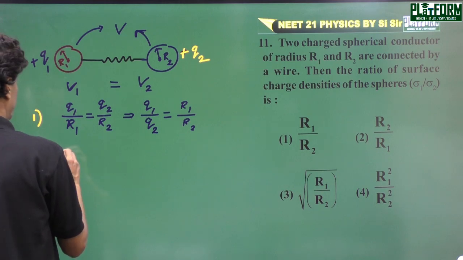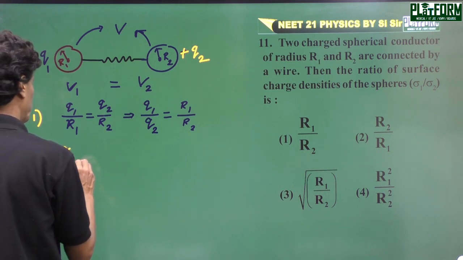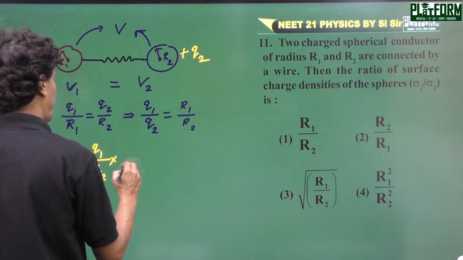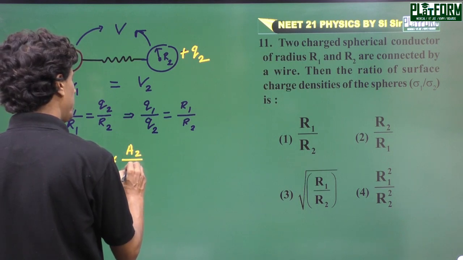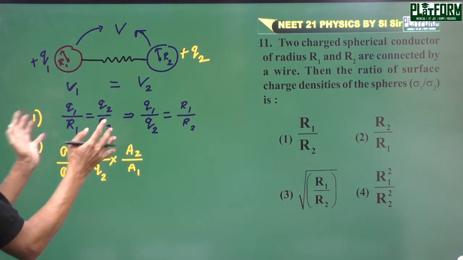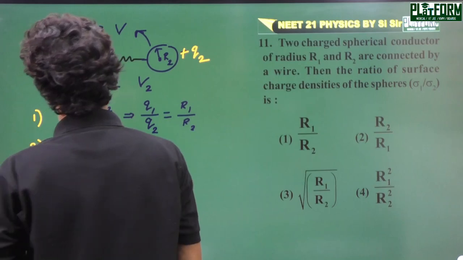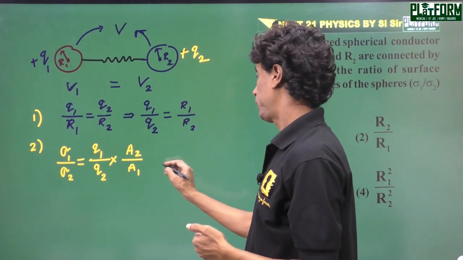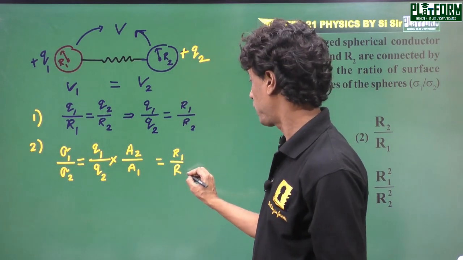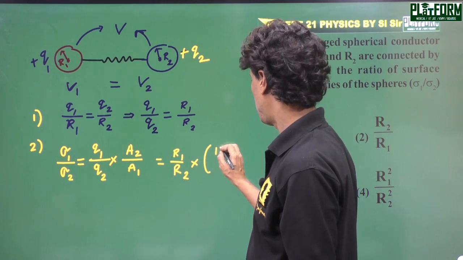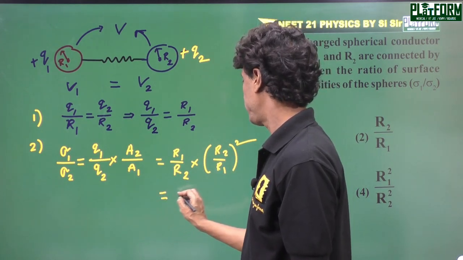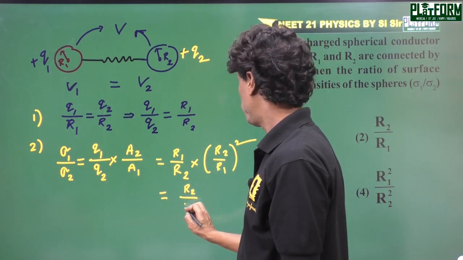And number two, sigma 1 by sigma 2 is charge 1 by charge 2 times A2 by A1. A1 is the surface area of sphere 1 and A2 is the surface area of sphere 2. So charge per unit area: the ratio of the charge is r1 by r2, and the area ratio is r2 by r1 whole squared, and finally it is r2 by r1.